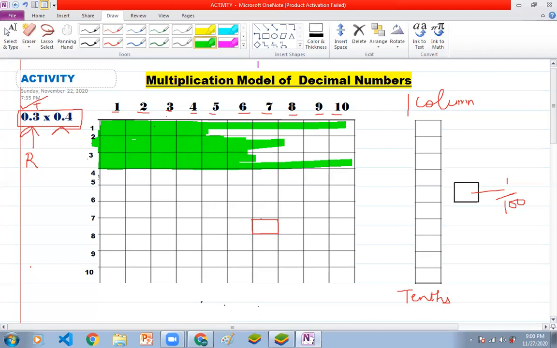Three columns have been shaded. So these are the 3 rows. In the column it is representing tenths only. So that's why we are representing 0.3. So we have shaded rows only. So it is 0.3 because one row is representing 1/10.